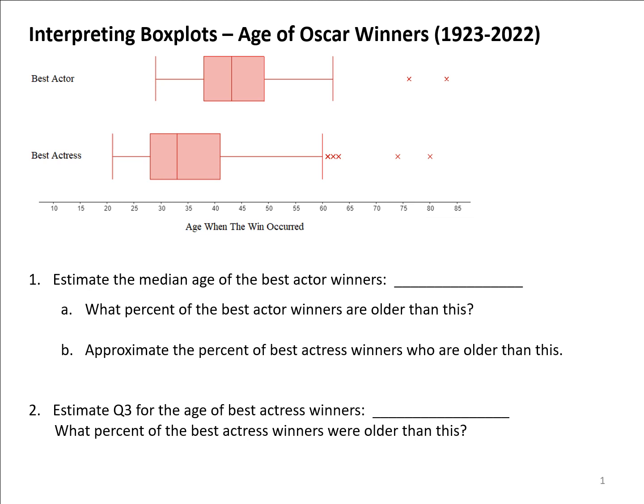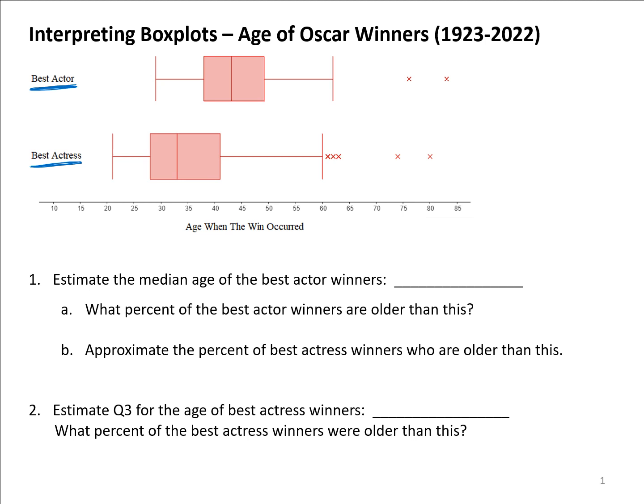All right, so let's look at some box plots that were created for us. These are some box plots I made that give the age of Oscar winners from 1923 to 2022. And I've created two of them, one over top of each other. I have a box plot that represents the best actor ages and the best actress ages. And I want to use these two box plots and ask some questions about them and use them to make sure we understand how box plots work and what we're seeing when we see a box plot.